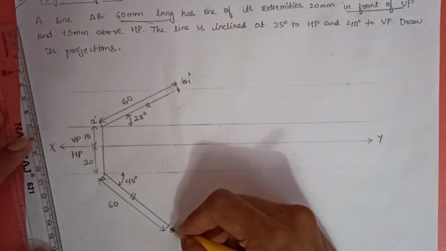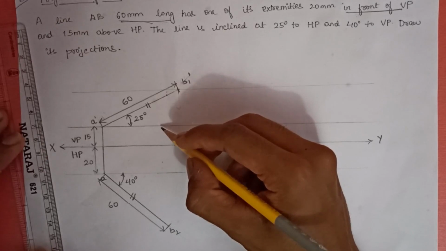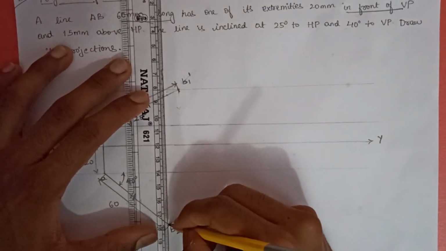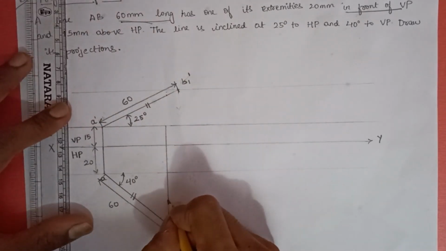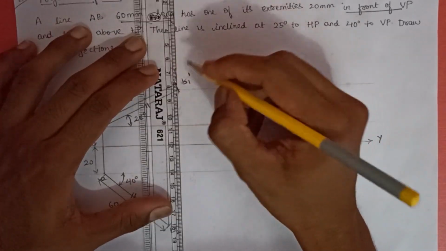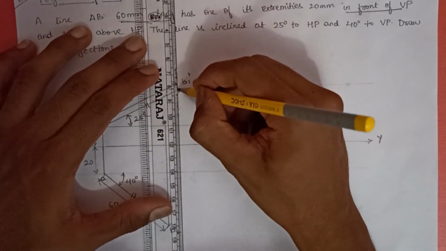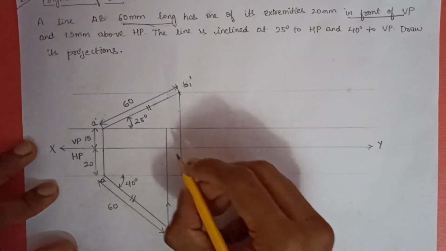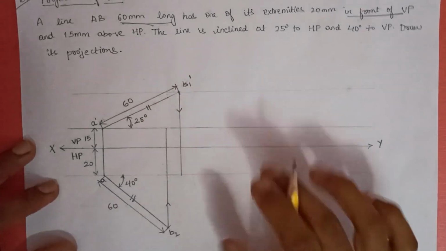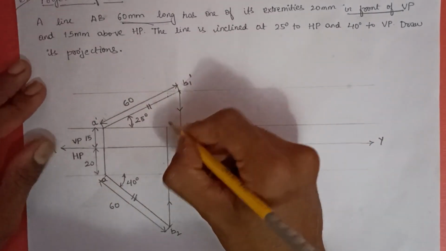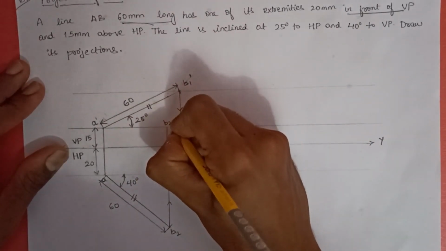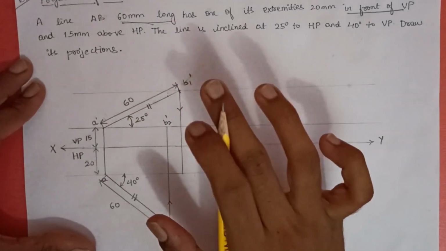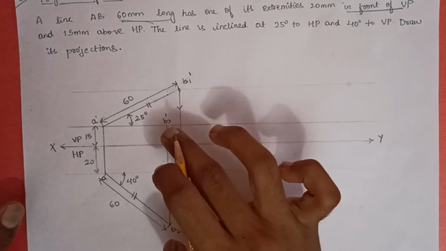Take your scale, extend B2 and make it join the locus of A dash, and you need to draw an arrow indicating that it's going upwards. You need to take B1 dash and extend it to join the locus of A, and the arrow should be marked downwards as it is going downwards. Mark this as B2 dash because you're extending B2 and it's going to the VP, and in the VP you only get the front views. That is why it is labeled as B2 dash.